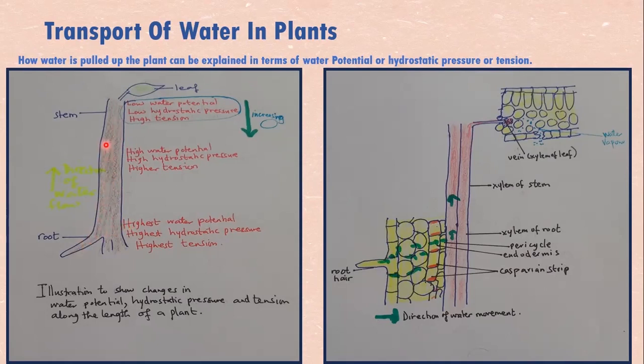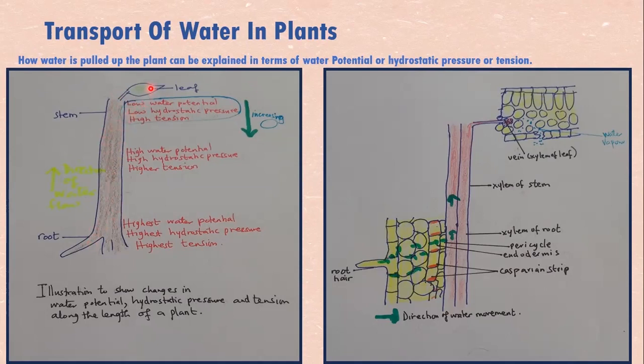We can also look at hydrostatic pressure, which is the pressure of the mass of water at any one point. And you see the hydrostatic pressure at the surface of the water in the veins will be smaller than the hydrostatic pressure buildup of water as you move down. So the hydrostatic pressure is lower here, it goes higher, and is highest in the roots.